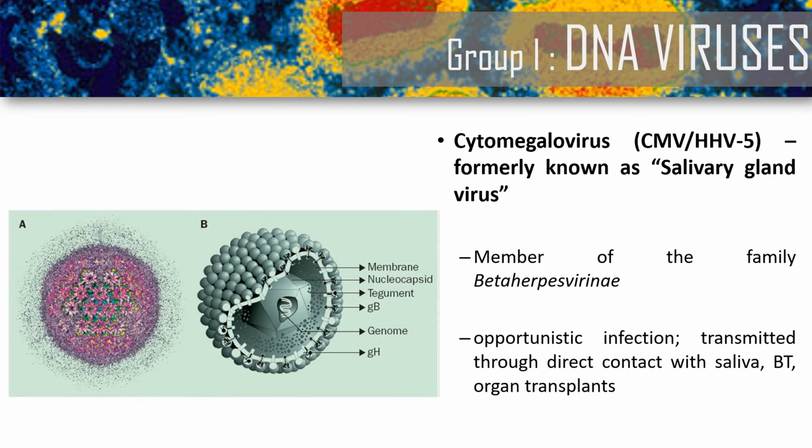Then let's move to your cytomegalovirus, or you have your human herpesvirus type 5. So pagdating sa exam or quiz, pag hindi lumabas si cytomegalovirus, pwede nating isagot si human herpesvirus type 5. Formerly known as your salivary gland virus. They are a member under your beta herpesviridae, class. Opportunistic infections, transmitted through direct contact with saliva, blood transfusion, and organ transplant. So you have your CMV.